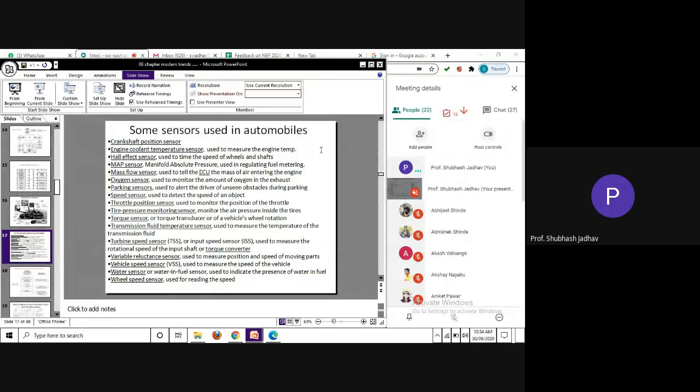Because from condition to condition, the fuel supply needs to be changed. From condition to condition, the ignition system needs to be advanced or retarded, and so on.